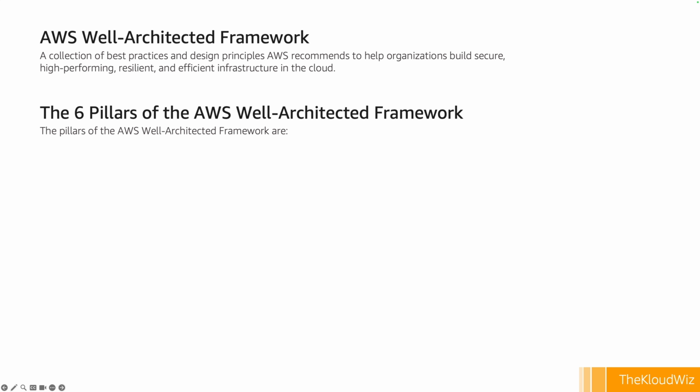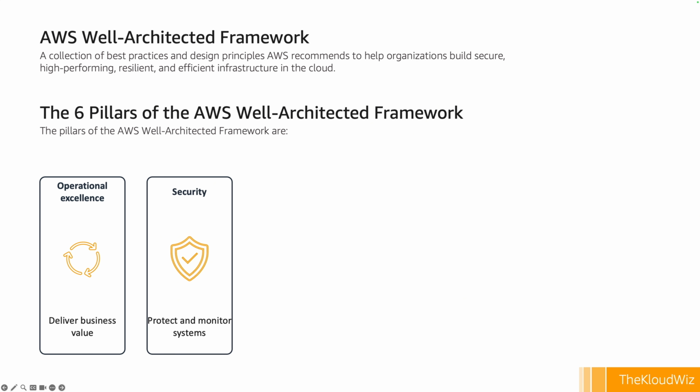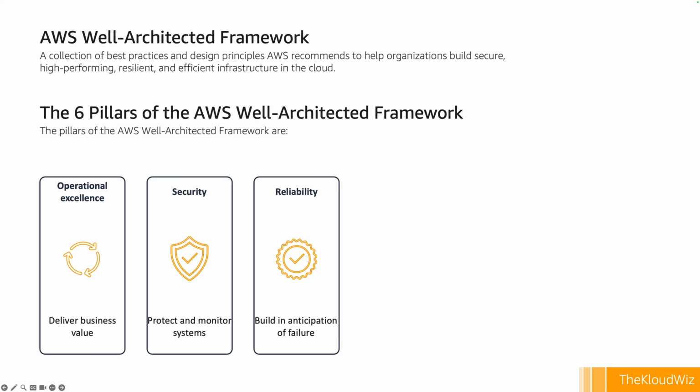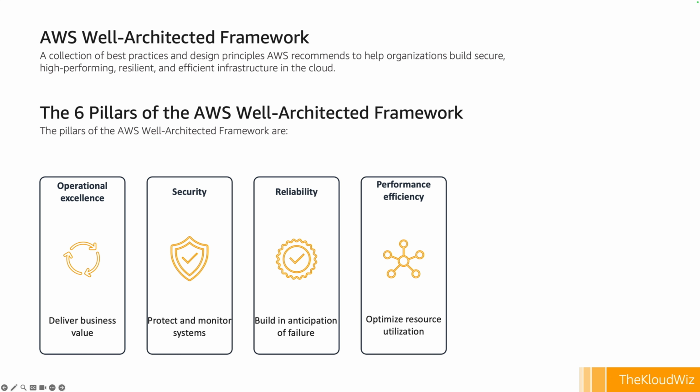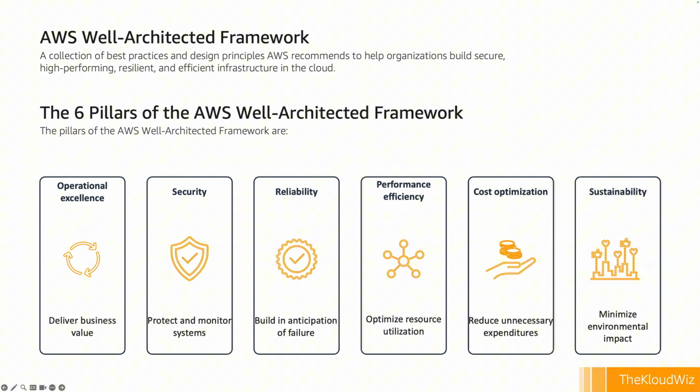The 6 pillars are operational excellence, that is focused on continuously delivering business value; security, that is focused on protecting and monitoring systems; reliability, focused on building in anticipation of failure; and performance efficiency, which is more of optimizing resource utilization. There's cost optimization, that is also focused on reducing unnecessary expenditures; and sustainability, that is focused on minimizing the environmental impact of your workloads. So we are going to take them one after the other and dig deeper to explain them further.